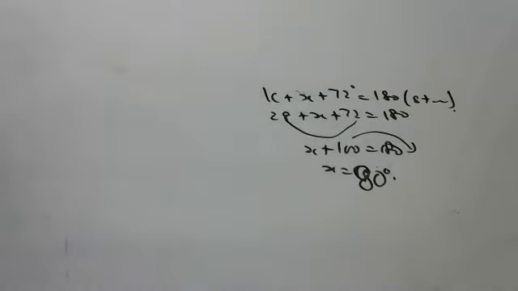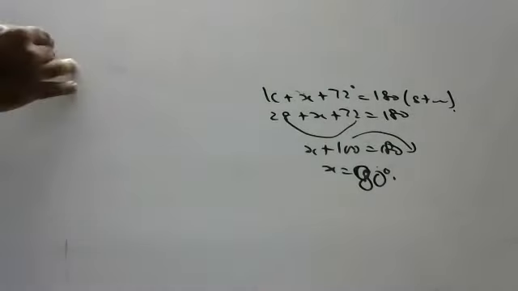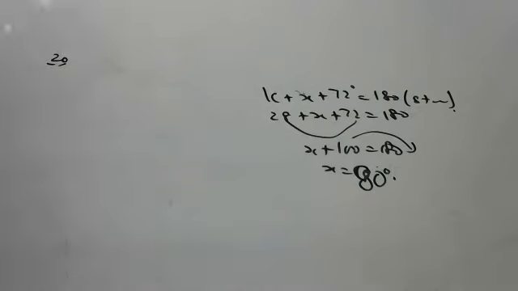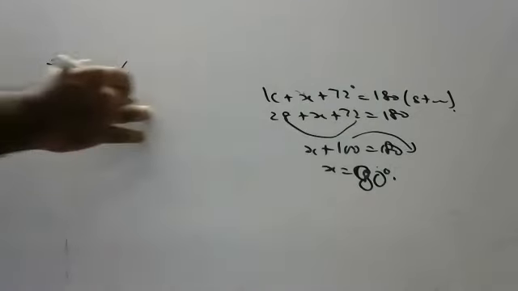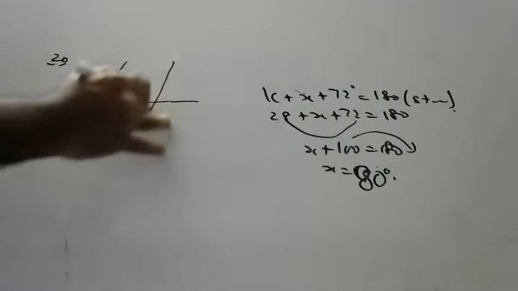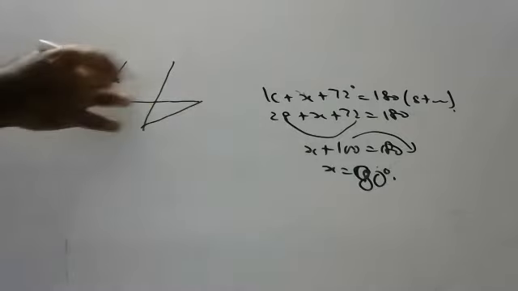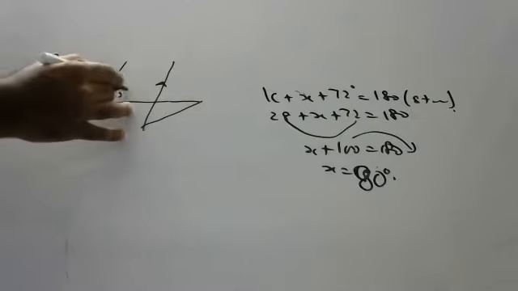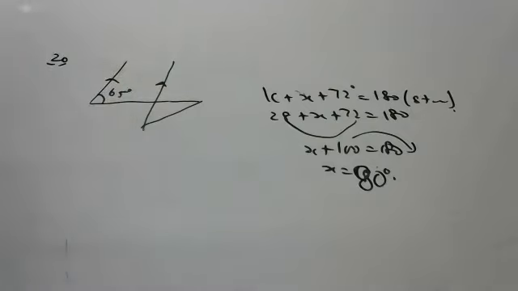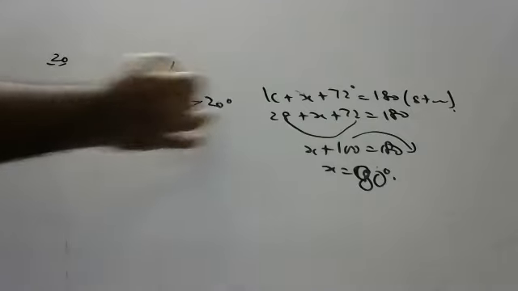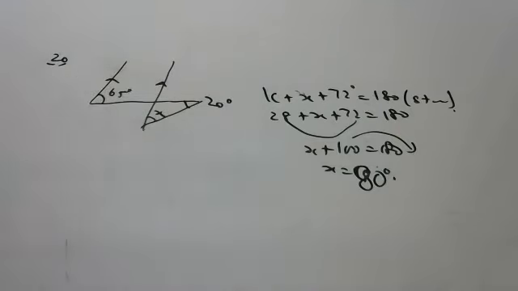Next sum. See the sum, children, 20th sum. This is the sum, children. He's saying these both are parallel lines. This is 65 degrees and this is 28 degrees. How much is this?